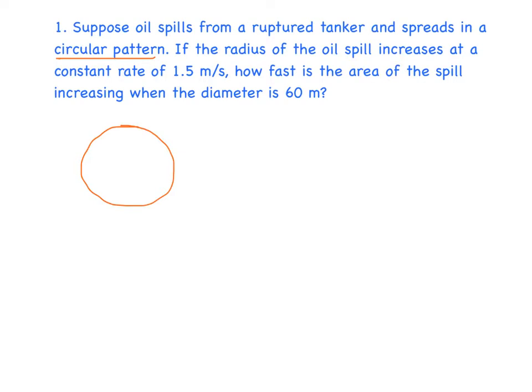So it says if the radius of the oil spill increases at a constant rate of 1.5 meters per second. So radius is increasing at a rate. So that sounds like dr/dt. Okay, and that's 1.5 meters per second. How fast is the area of the spill increasing? So it looks like we need dA/dt, and that's what we don't know. So we're definitely talking about the area when the diameter is 60 meters. So the diameter of my circle all the way across is 60.